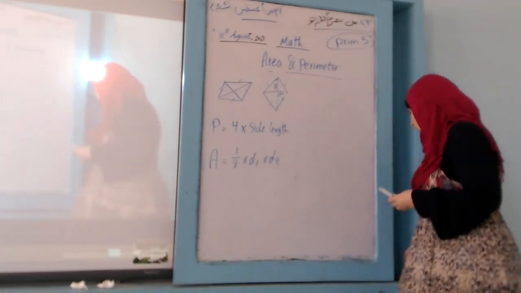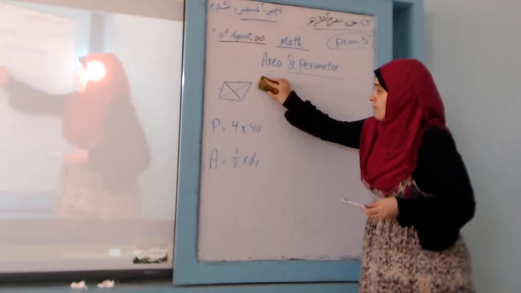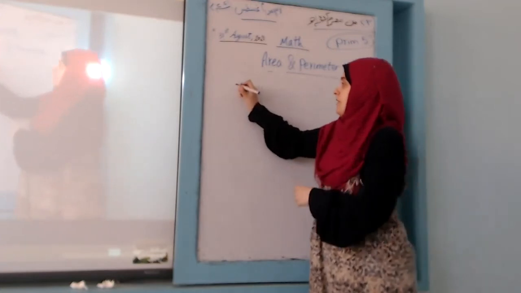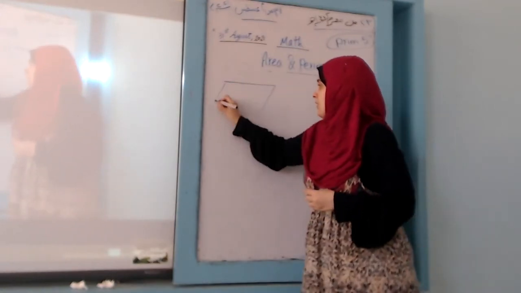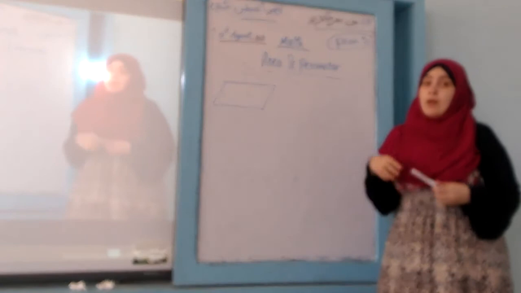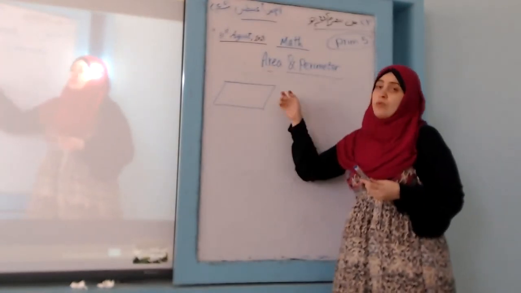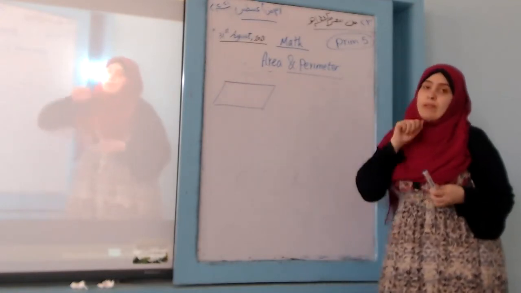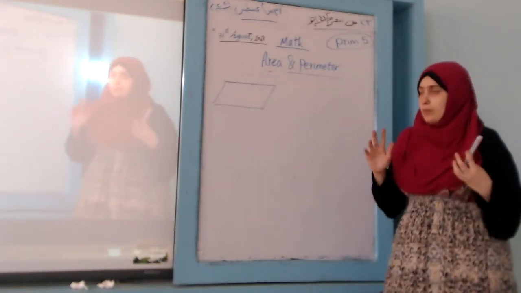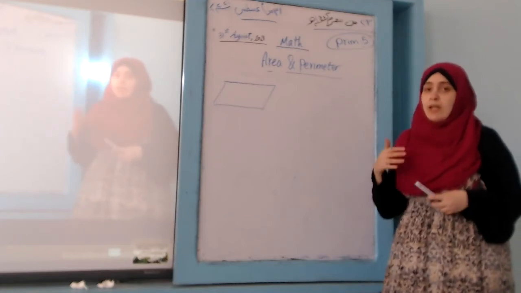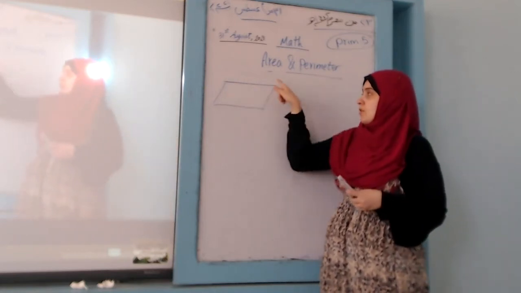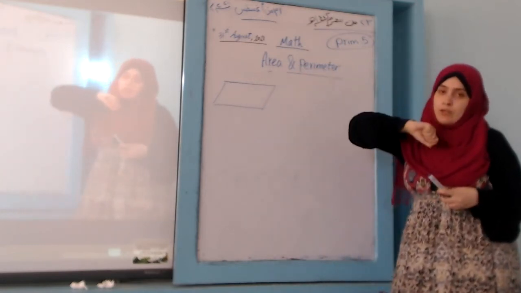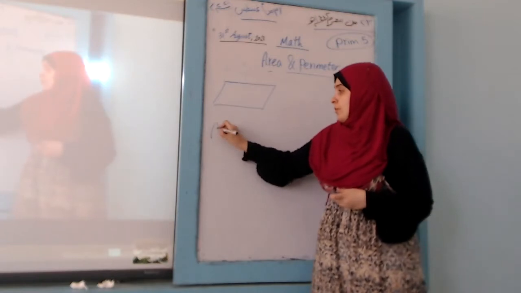The next shape is the parallelogram. I can get its area in two ways. For the perimeter, I must know that it's like a rectangle. I must know the length of all sides. Then for the perimeter, I add all the sides, or I can do 2 multiplied by this side plus this side, the sum of two adjacent sides. Okay, the area of the parallelogram.